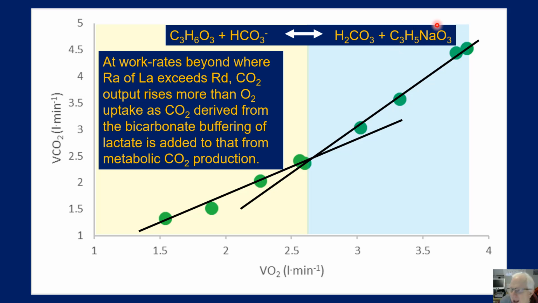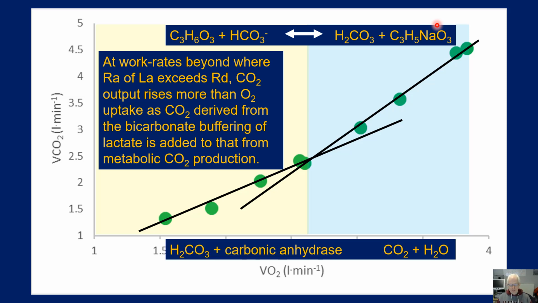Still doesn't explain our second CO2. But if we go a stage further, here we've got our carbonic acid. The carbonic acid interacts with an enzyme, which is carbonic anhydrase, in a reversible reaction. But look at the byproduct. The byproduct is carbon dioxide and water. That is the second source of CO2.